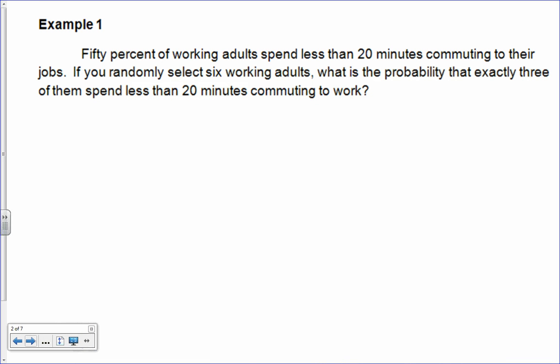So here it says 50% of working adults spend less than 20 minutes commuting to their job. If you randomly select 6 working adults, what is the probability that exactly 3 of them spend less than 20 minutes commuting to work? I kind of like this example because it gives you a lot of numbers, correct? And you need to be able to decipher which ones are important. So first of all, either they do spend or they don't, right? So it is binomial, right?